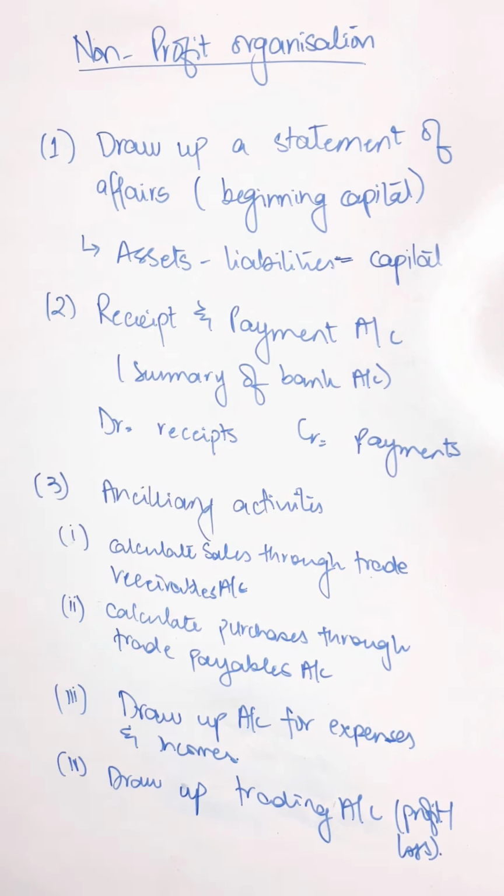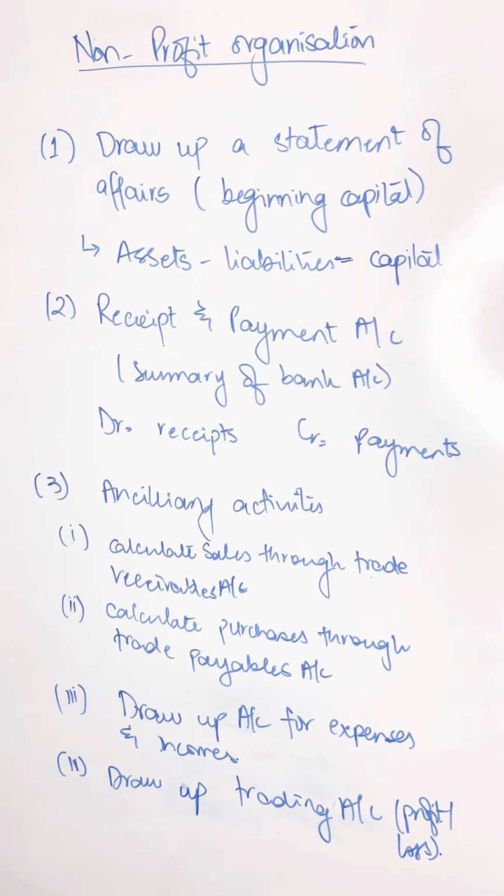And lastly, you're supposed to make a trading account and the profit and loss account, which is basically an income statement under a profit-making organization. Then we have 3 more steps, which are the subscription account, income and expenditure account, and the balance sheet. So the subscription account is basically an income account, where you record all the income. It is the subscription that is received from the members of the organization.